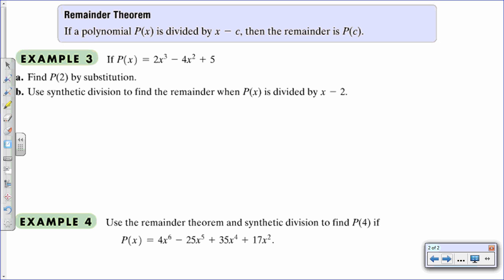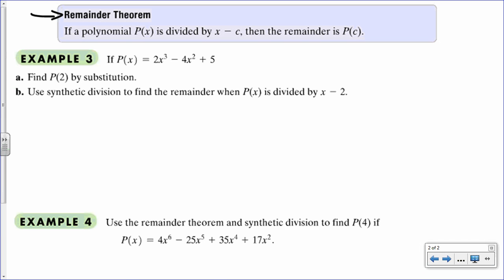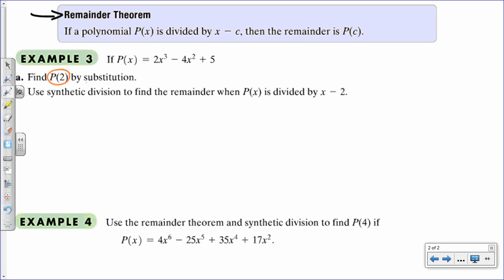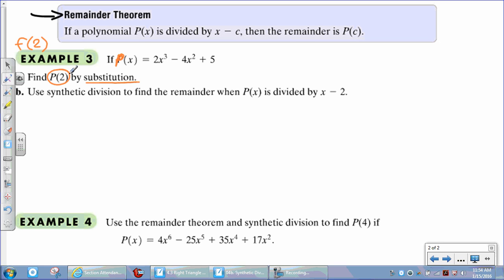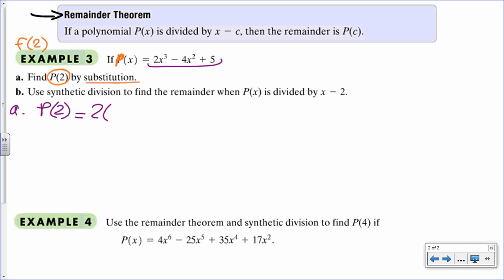Okay, now what we're going to do here, before we check into this remainder theorem, I want you to do the following. We're going to find P of 2 by substitution. So this is like finding f of 2 if the name of the function was f. In this case, we're talking about a polynomial, so it is common to use capital P. So we're going to take this polynomial here and find P of 2. So that means that we're going to substitute a 2 for every x.